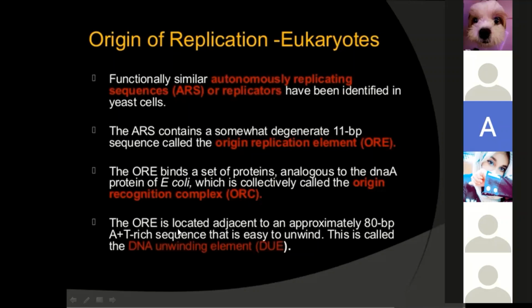The ORE is located adjacent to an approximately 80 base pair region. Here also it is comparatively nearer because the size of the chromatin is quite big in case of eukaryotes, and there are many origins of replication. So here there is an approximately 80 base pair A plus T rich sequence that is easy to unwind. This is called the DNA unwinding element. Okay.